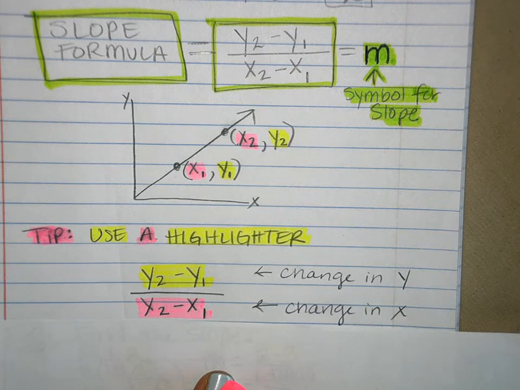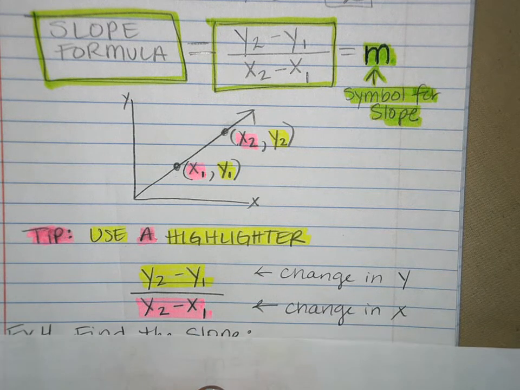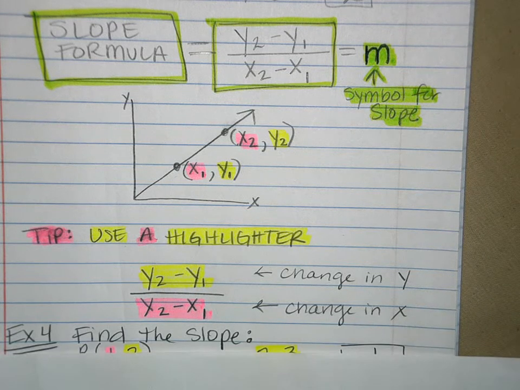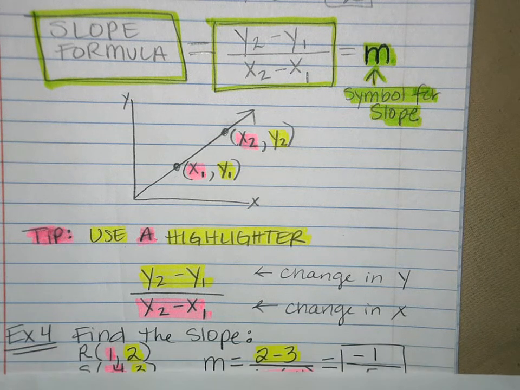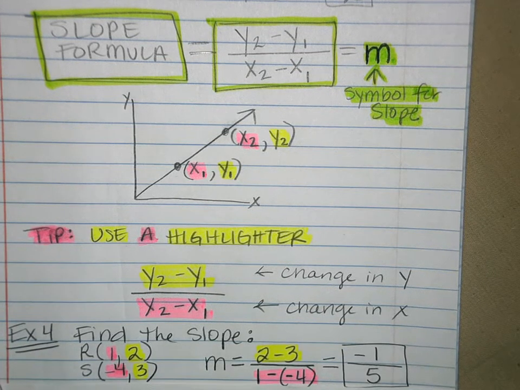So the last example for you guys. This is how you'll be given a problem generally to find slope. You're going to be given 2 points. They'll say point this and point that, point A and point B. In this example, it's point R and point S. And I highlight the X's and Y's. And then I plug it into this formula.